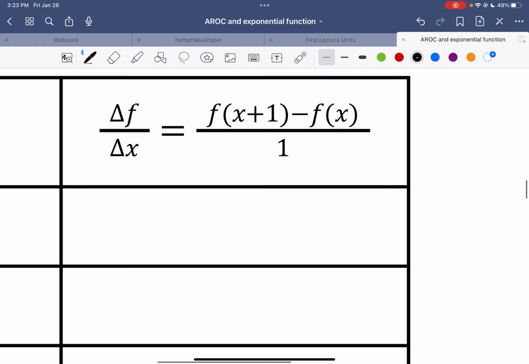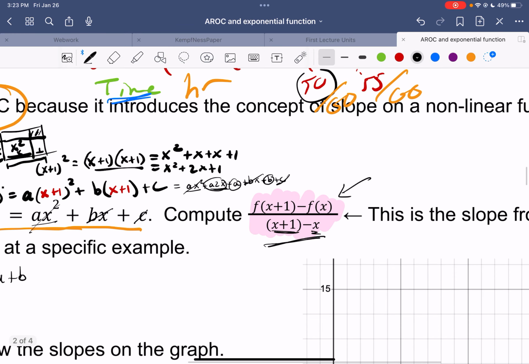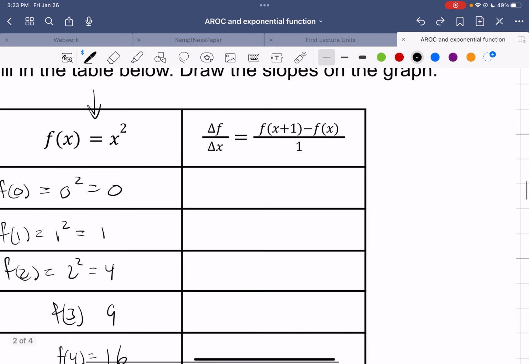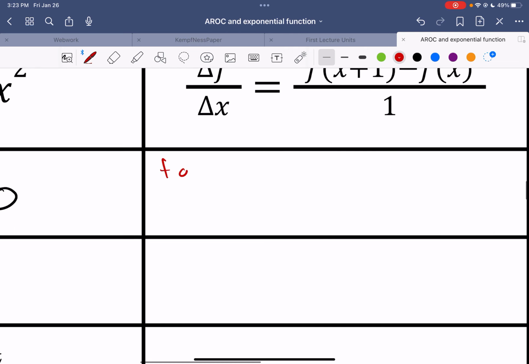Same idea here. And notice this expression. This expression is the same as this highlighted expression, right? I just simplified the denominator. I did x minus x, so I got 1. So here we are. So what do we do? Well, the row tells us the x value. In this row, my x value is 0. So everywhere I see an x in this expression, I'm going to replace it with 0. So this expression is saying f of 0 plus 1 minus f of 0, divided by 1.